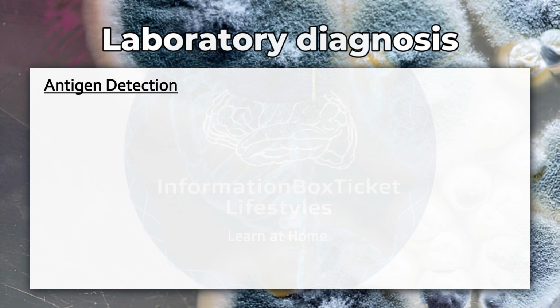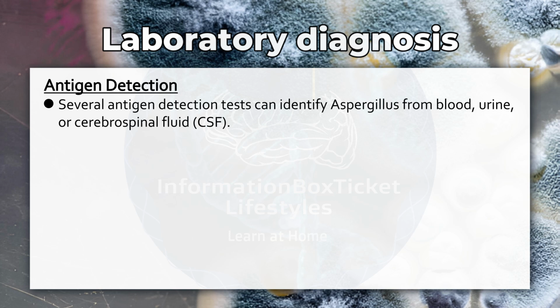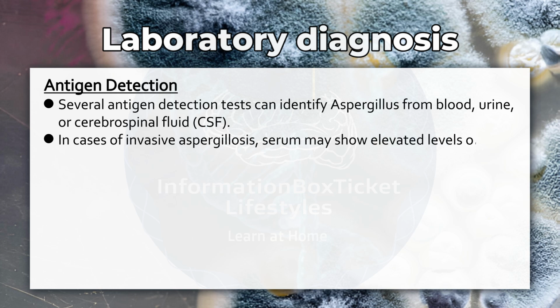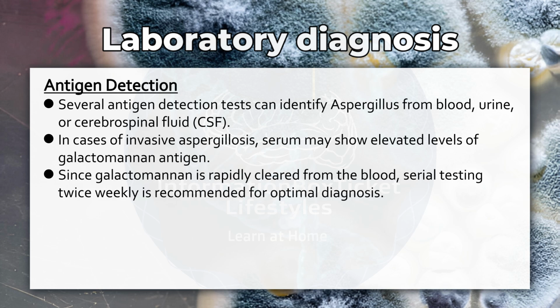Antigen detection. There are several antigen tests for the detection of Aspergillus from blood, urine, and CSF. In a person with invasive aspergillosis, there may be high levels of galactomannan antigen in serum. Galactomannan is rapidly eliminated from the blood. Therefore, serial screening twice weekly is recommended for optimal diagnosis.